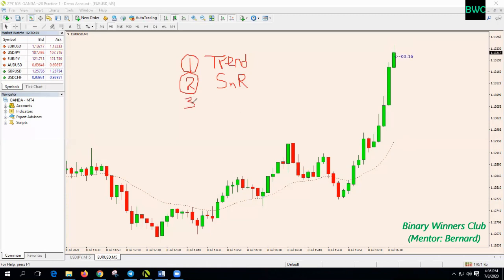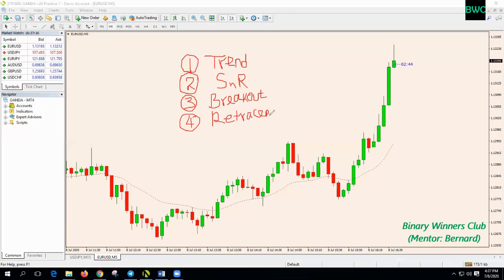Number 3, you are going to trade after a breakout. A breakout confirms that either the bulls are taking control or the bears are taking control. So we will follow the breakouts, okay? Number 4, we will have to wait for a retracement.